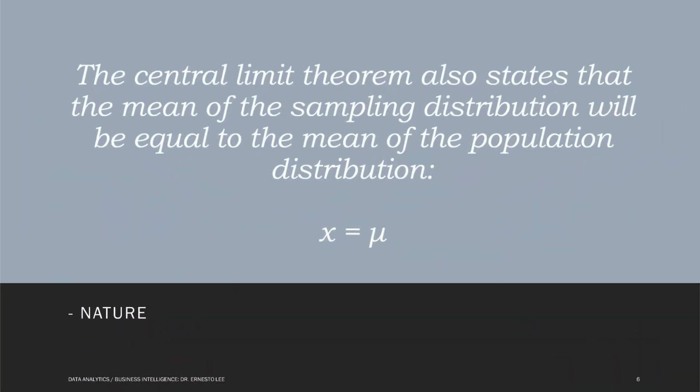The second thing about the central limit theorem is that it states that the mean of the sampling distribution will be equal to the mean of the population distribution. So that's important for a different reason. I hope you find that amazing. What that means is that if I wanted to find out something about, let's say, the entire population of the United States, I don't have to go to everybody in the United States. I can just get a sampling of that.